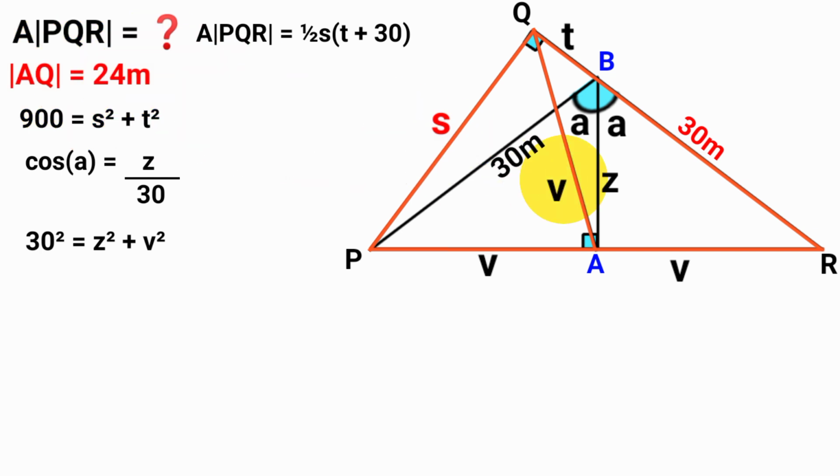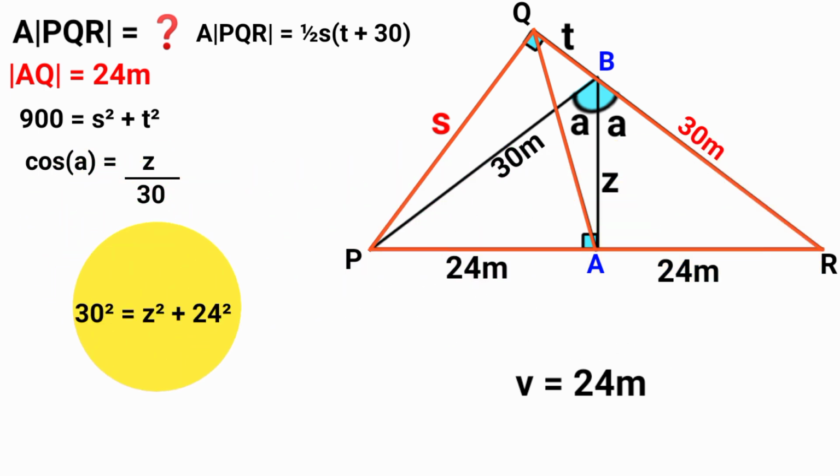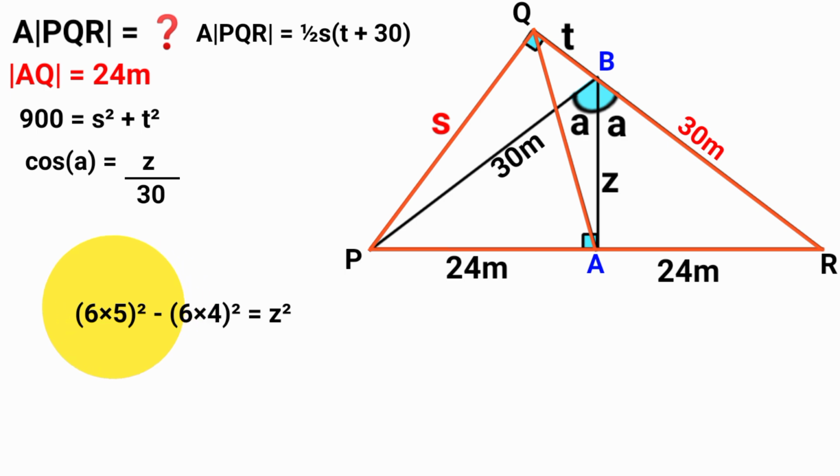Now from here, we have the length of this line AQ to be 24 meters. So V equals 24 meters. That is, the length of this side and this side each is 24 meters. Come here, substitute the value of V. So 30 squared equals Z squared plus 24 squared. Subtract 24 squared from both sides. Here 24 squared minus 24 squared is 0. While here 30 squared minus 24 squared, since 30 is 6 times 5 and 24 is 6 times 4, 6 times 5 all squared is 6 squared times 5 squared, and 6 times 4 all squared is 6 squared times 4 squared. From 6 squared times 5 squared minus 6 squared times 4 squared, we can factor out 6 squared. So it is 6 squared open bracket 5 squared minus 4 squared.